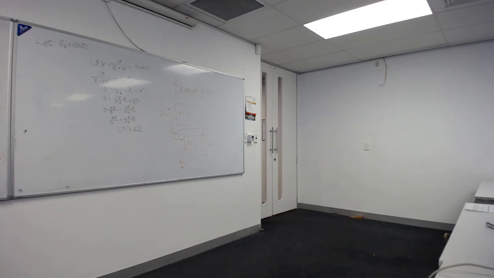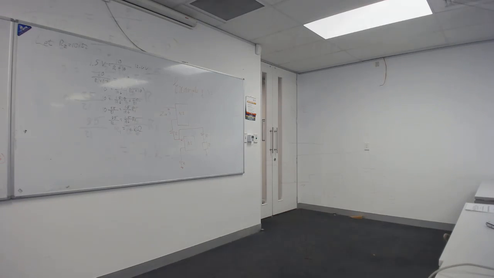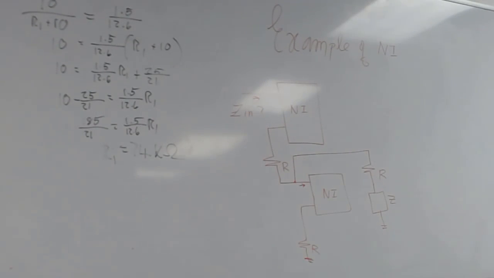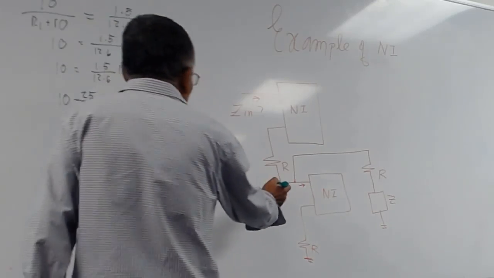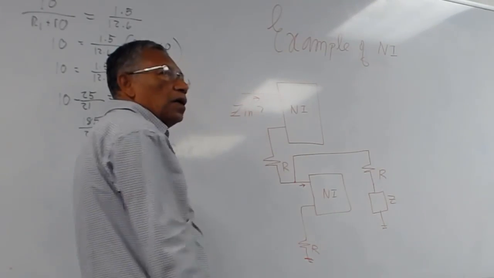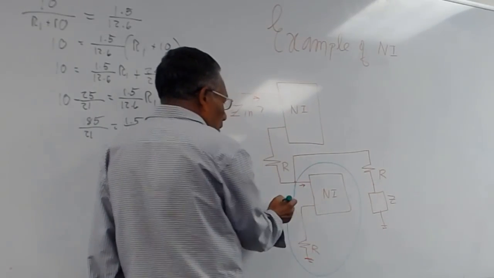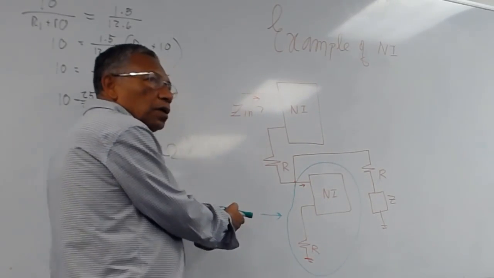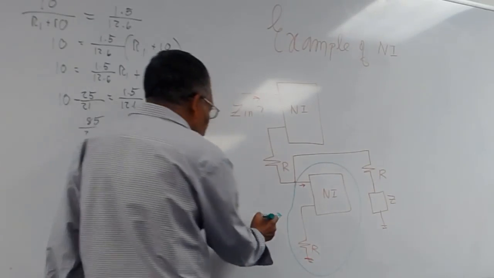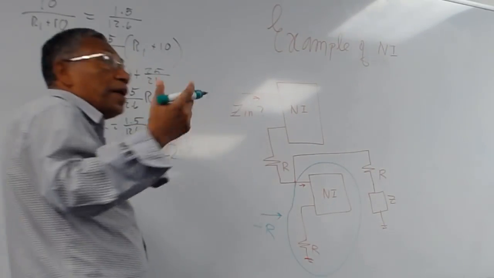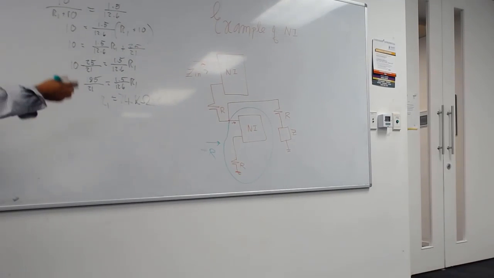So this was what? Negative impedance, Ni is negative impedance. From this, has to be replaced by what? Negative R? Okay, so this is negative R. So it's always better to do it in stages. So next you do this one.